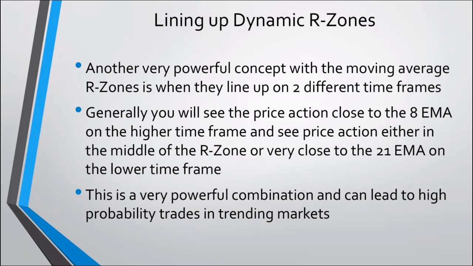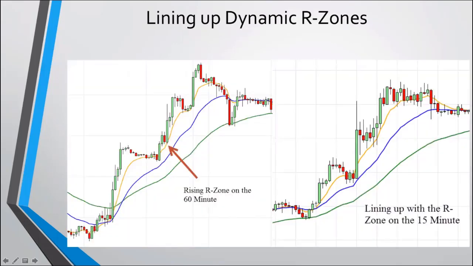Let's take a visual look at that. So we have a 60-minute and a 15-minute chart, 60-minute on the left. It moves up, trending, comes into the R zone near the 8, and again near the 8 on this next push. And you see on the 15-minute, it dips into the R zone and then launches off. Those are concepts you can keep looking at.